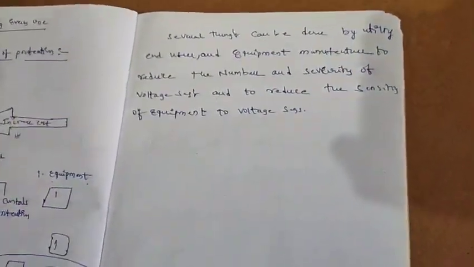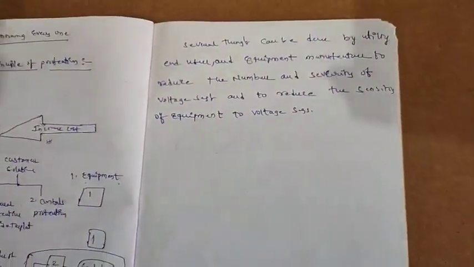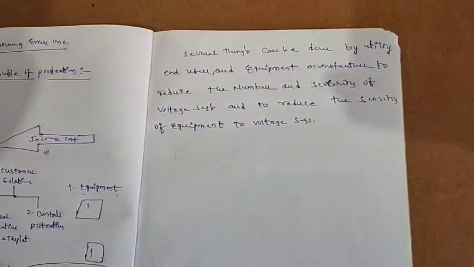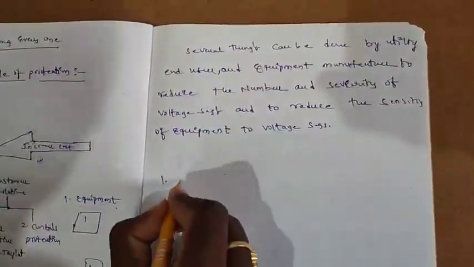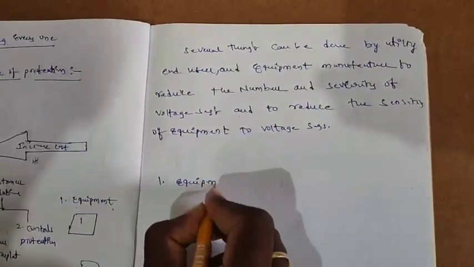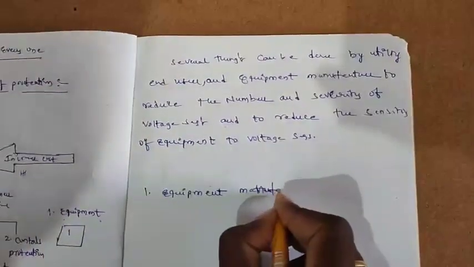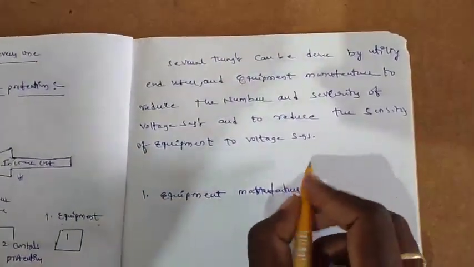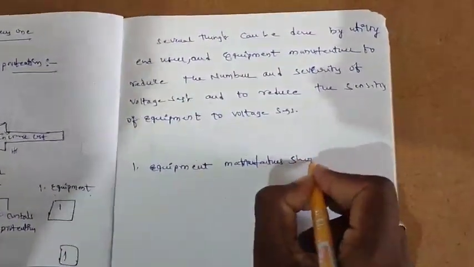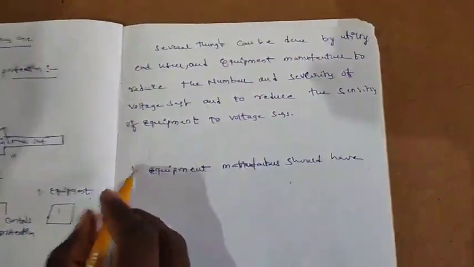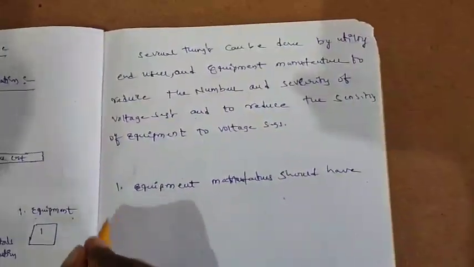So this is the diagram of the solution at the different cost. The problem is at the low level, close to the loads. So we have the equipment side. Equipment manufacturers should have voltage sag ride-through capability curves.